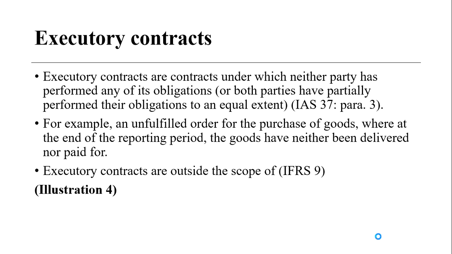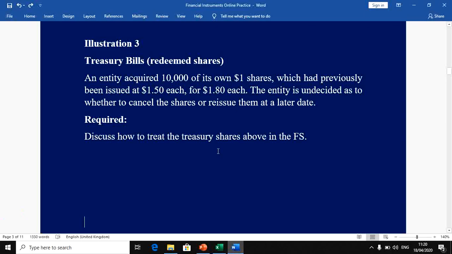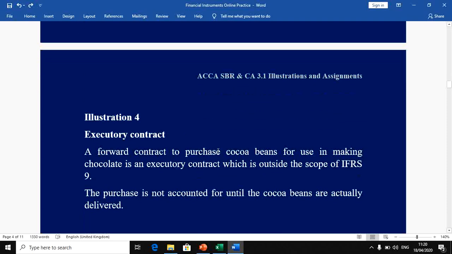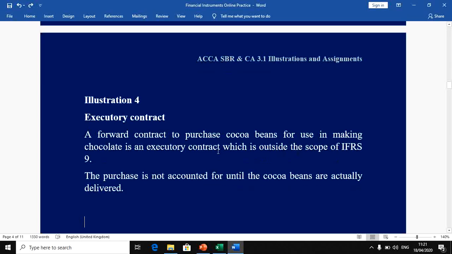Let us also deal with executory contracts. An executory contract is one under which neither party has performed or fulfilled their obligations. For example, an unfulfilled order for the purchase of goods where at the end of the reporting period, the goods have neither been delivered nor been paid for. Executory contracts are outside the scope of IFRS 9. There's an illustration that we need to look at just to drive this point home. All right, now look at that. A forward contract to purchase cocoa beans for use in making chocolate is an executory contract which is outside the scope of IFRS 9. The purchase is not accounted for until the cocoa beans are actually delivered. All right. Now let us turn to an assignment.